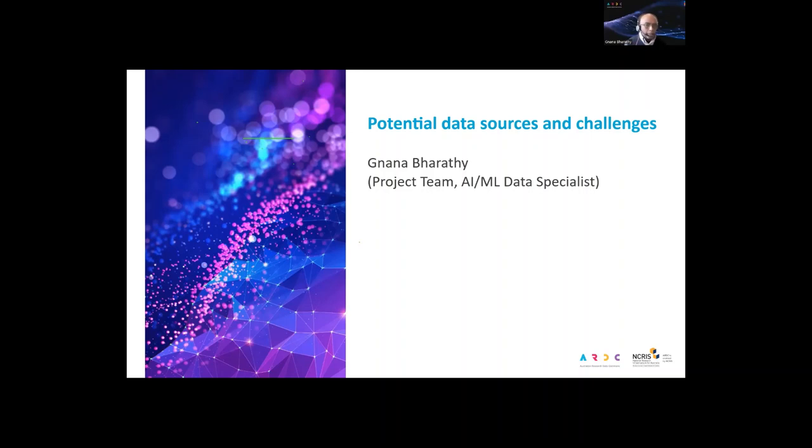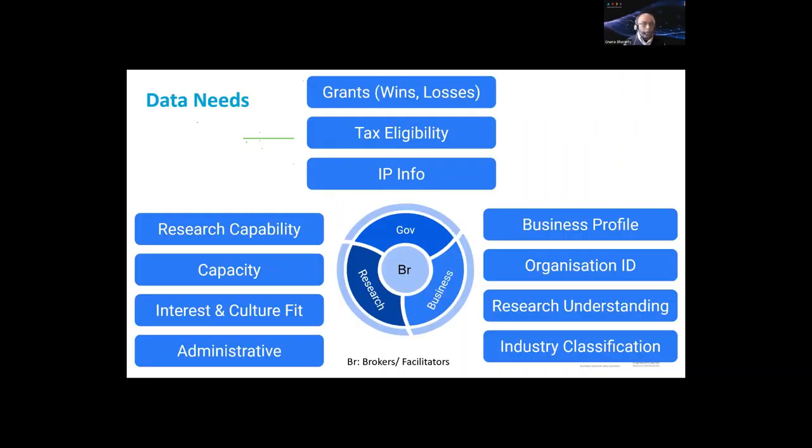Thank you, Ming. We can roll. So this being an information infrastructure, it will be underpinned by data. And data could come from any of the sectors, from government, research, business, as well as any of the brokers in between. And say, for example, from the research side, we are looking to understand the research capability. But in addition to that, we are also interested to understand the capacity, the interest, and the cultural fit, as well as the administrative or infrastructure availability.